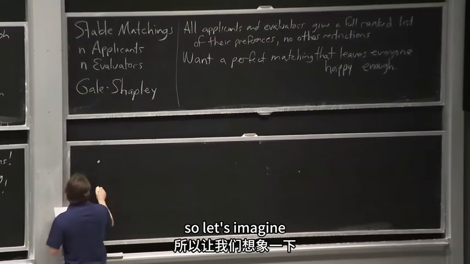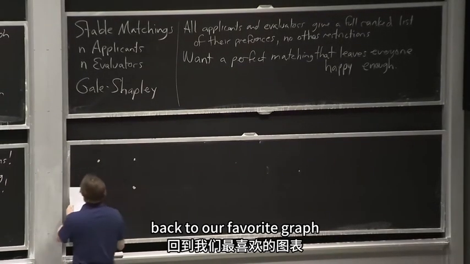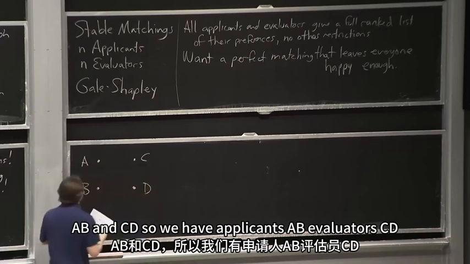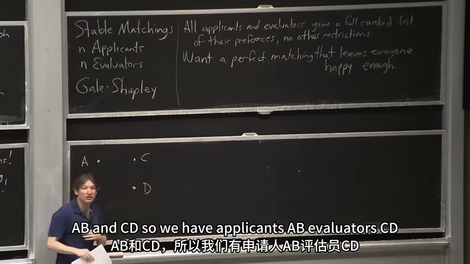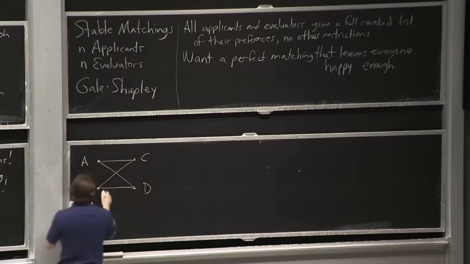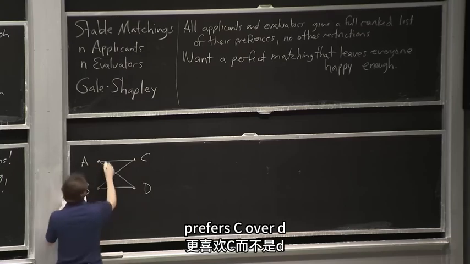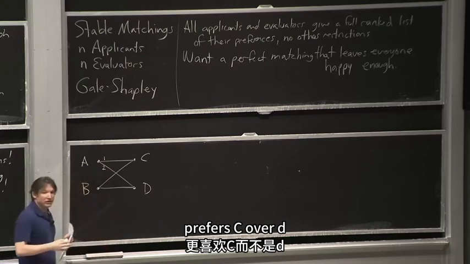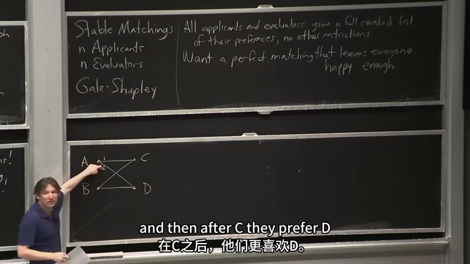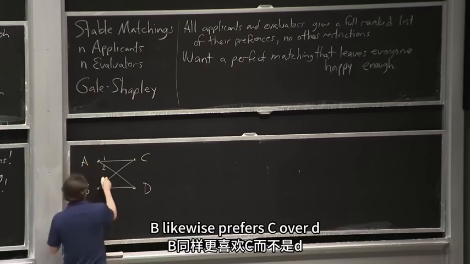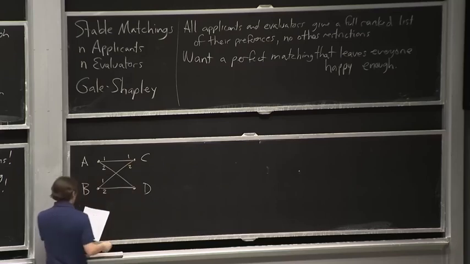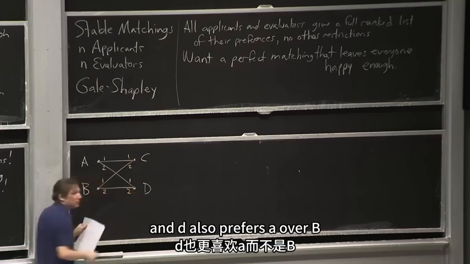So let's imagine, back to our favorite graph, A, B and C, D. So we have applicants A, B, evaluators C, D. And A prefers C over D. So I'll list that as a 1 and a 2. A prefers C, and then after C, they prefer D. B likewise prefers C over D. C prefers A over B, and D also prefers A over B.